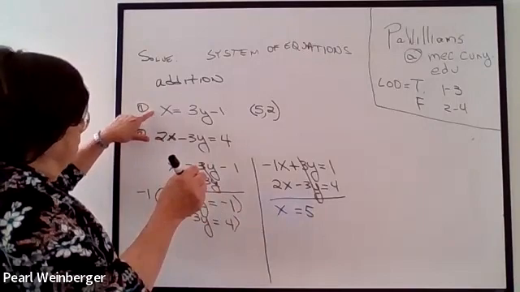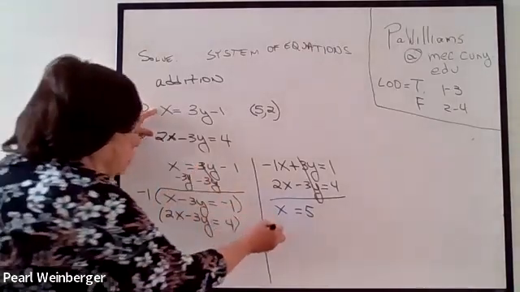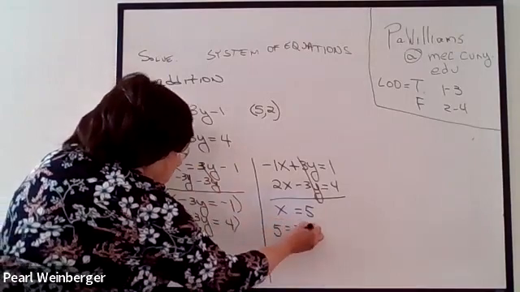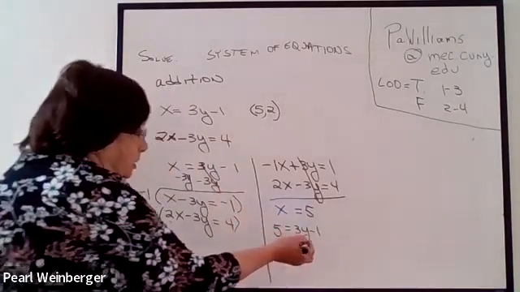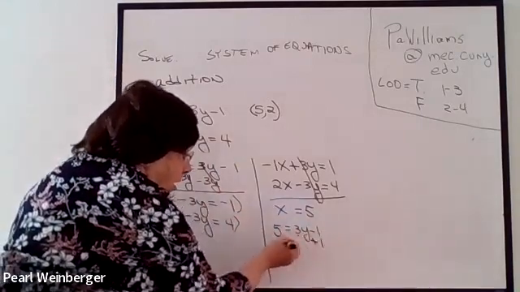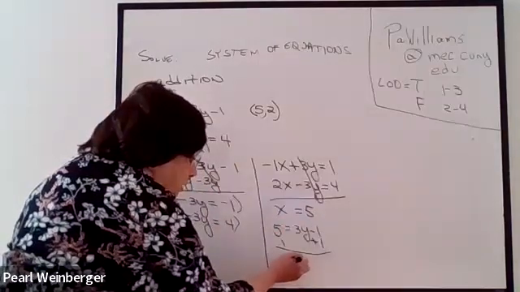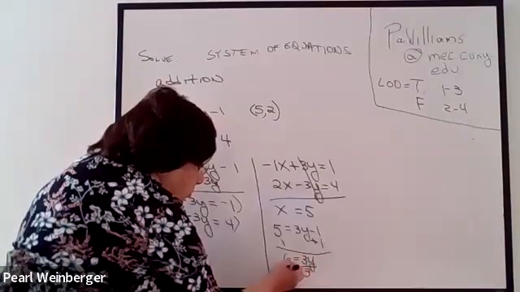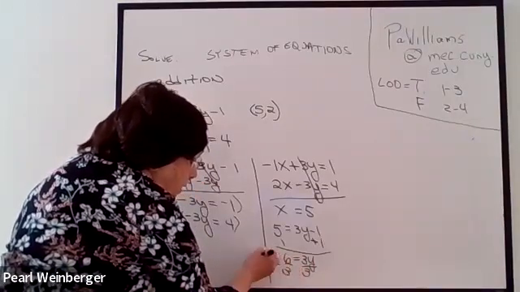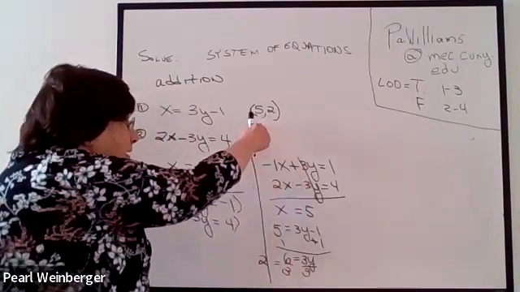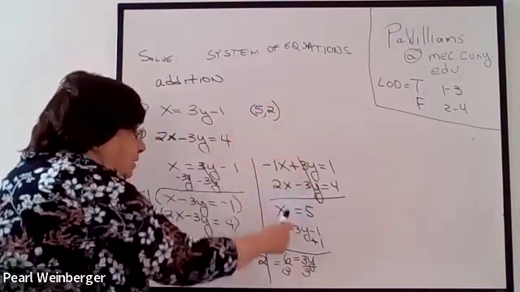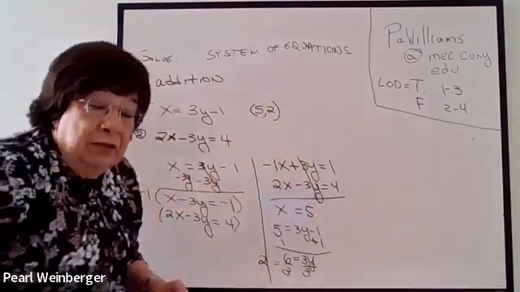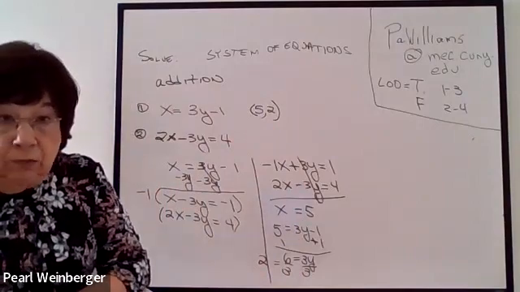And then I could go back to either one of these equations. I'll do the first one. 5 equals 3y minus 1. And just solve that to get the y. That will give me 6 equals 3y, which will give me y equal to 2, which is exactly what we had gotten before. 5, 2: x is 5, y is 2. And that's using the addition method rather than the substitution method.